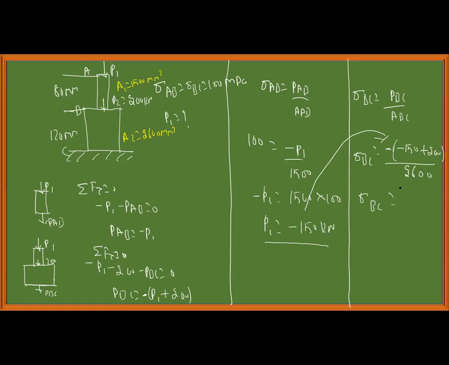And then later we'll find sigma BC, find P1 and substitute in sigma AB and find what is sigma AB. When we do it, we'll come to know. Tell me what is this sigma BC: minus 150 plus 200 by 2600. 0.0192.